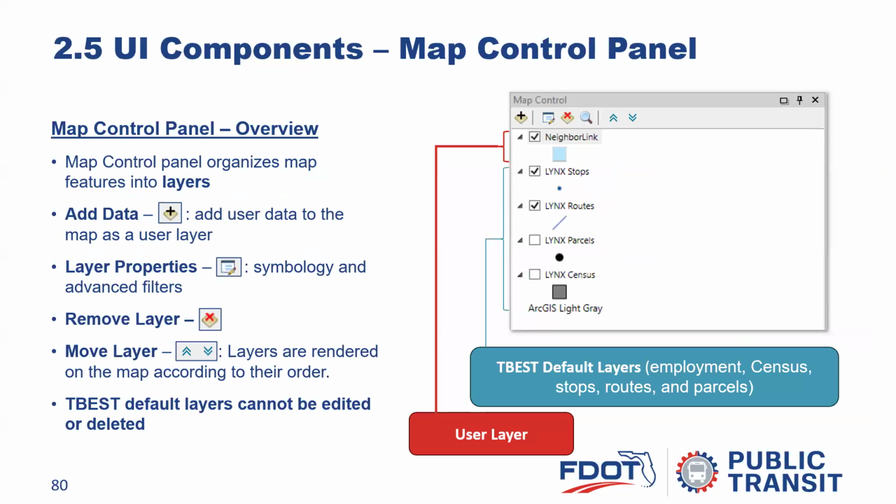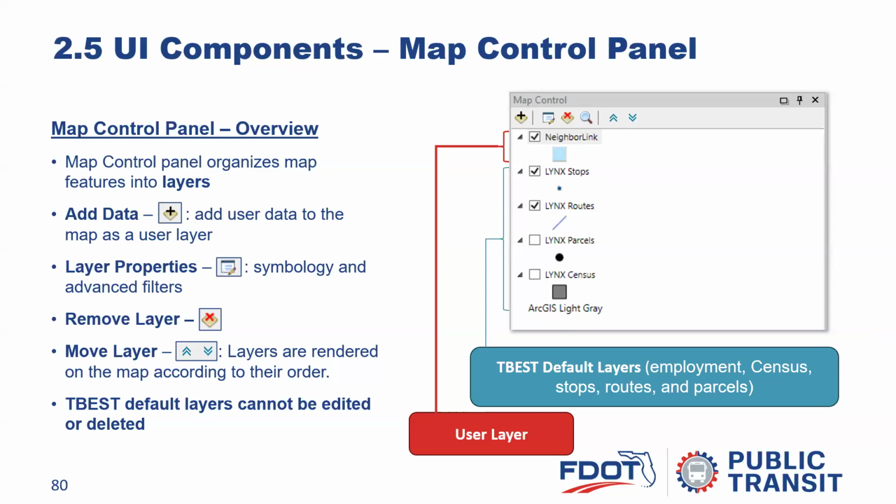Okay, so our next panel is the map control. Everyone that's familiar with GIS is familiar with a list of GIS layers, and certainly TBEST is an intrinsically GIS application where we have a map that serves a lot of purposes for network editing and analysis and even adding user data. Meaning you can add your own data to the map. Whenever you create a network and you're creating your transit system, you use parcel data and routes and stops and the census data. All that gets created for you, but you can also add other layers to the map.